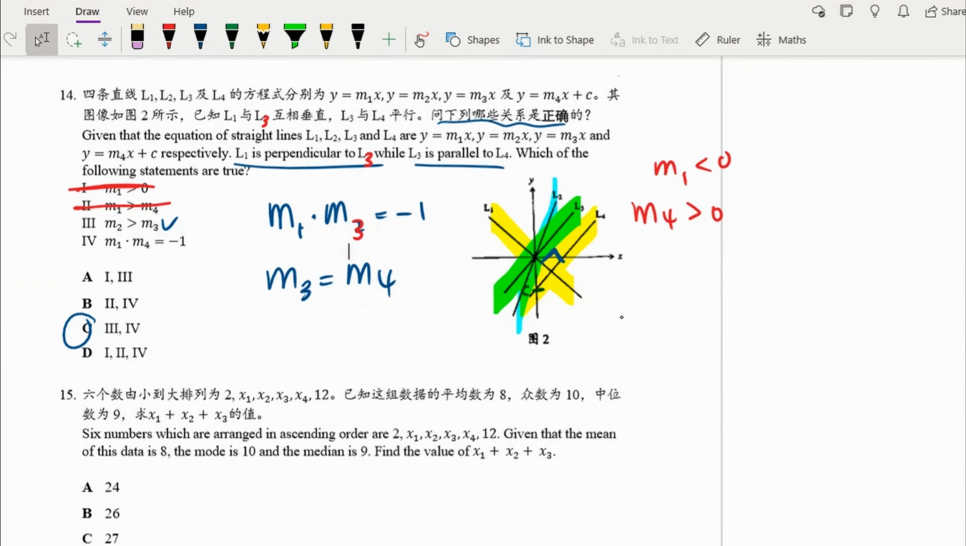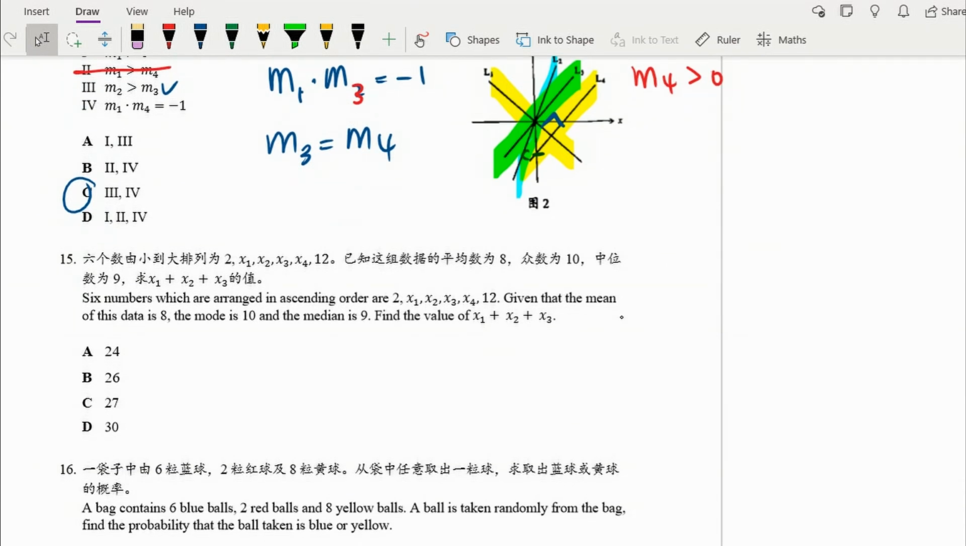Then question number 15. Six numbers which are arranged in descending order: X1, X2, X3, and so on. The mean is 8, the mode is 10, and the median is 9. I like how the mode is called 众数 and median is called 中位数. Okay, 众数, not planting tree. 众数 or whatever.